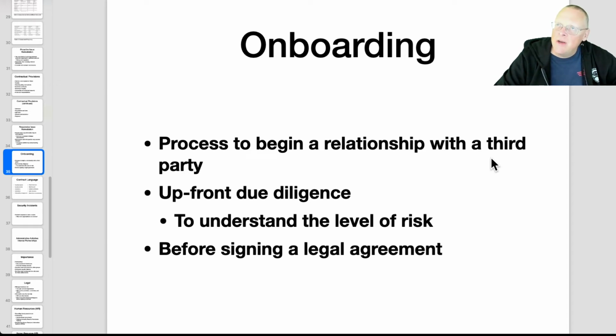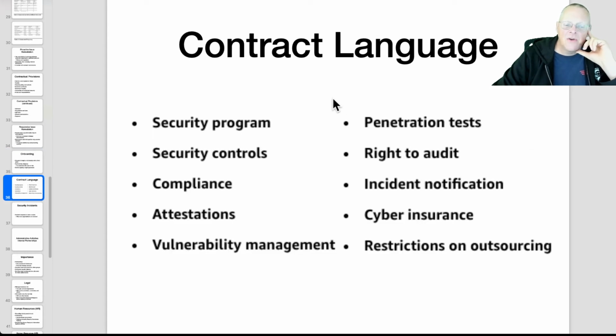So when you begin a relationship with a third party, just like when you hire employees, there ought to be an onboarding process where you perform due diligence. You do background checks, you check the resume on employees, and you do similar things with companies. You make some reasonable effort to determine if this is a reputable company with reasonable practices that will fit within your risk profile. So you check your language. Do they really have controls? Do they have vulnerability management? And so on. Do we have the right to audit them?